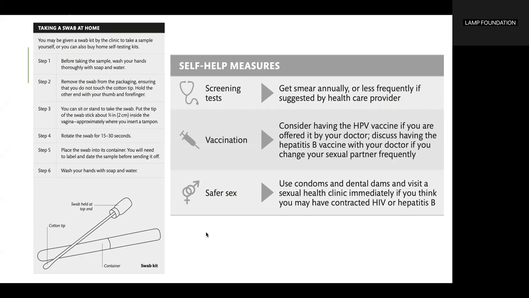Self-help measures. Screening tests: get a smear test annually, or less frequently if suggested by your healthcare provider. Vaccination: consider having the HPV vaccine if you are offered it by your doctor. Discuss having the hepatitis B vaccine with your doctor if you change your sexual partner frequently. Safer sex: use condoms and dental dams, and visit a sexual health clinic immediately if you think you may have contracted HIV or hepatitis B.